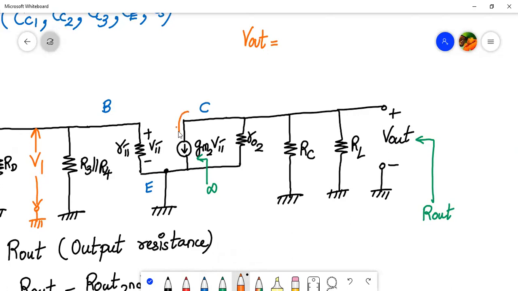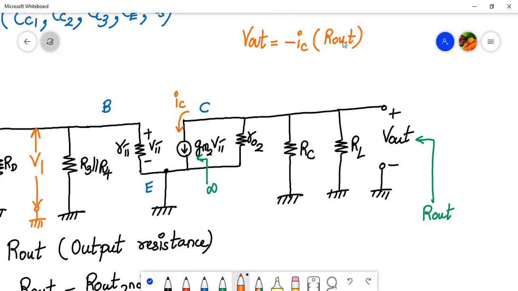And what is this current? This current is nothing but IC, which is nothing but GM2 into V pi, correct? And it's an outgoing current, it's not flowing into the ground, right? So I can write V out is equal to minus IC into the parallel combination of these three resistances, which is nothing but R out only, right? So V out is equal to minus IC into R out, right?